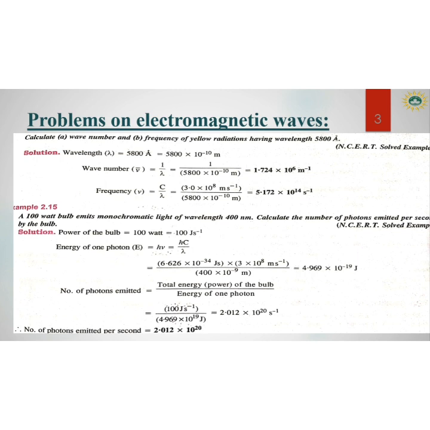Now you know the total energy is 100 joule per second, the total power of the bulb. So you have to find the number of photons emitted. You already know the energy of one photon. So you will find the number of photons by total energy divided by energy of one photon. If you calculate 100 divided by 4.969 into 10 to the power minus 19 joule, you will get the value 2 into 10 to the power 20 per second. So the number of photons will be 2 into 10 to the power 20 per second. Clear?